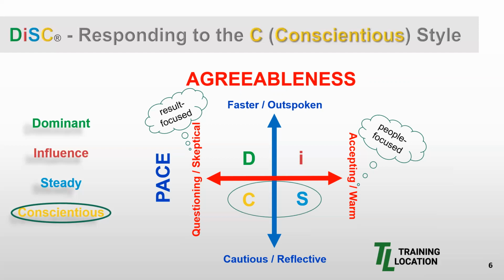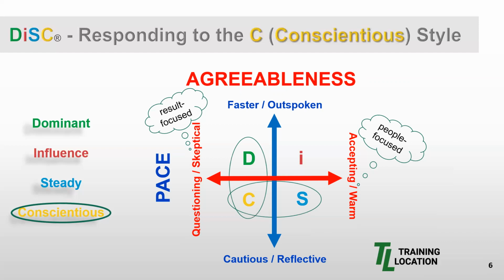We see that C and S share a cautious and reflective pace on the lower end of that blue arrow scale. Now, still focusing on the C style, let's look at agreeableness. That's the horizontal red scale. We see that C and D are on the questioning and skeptical end of the agreeableness, aka result focused. Okay, now you might wonder, well, what about the diagonal pairings?